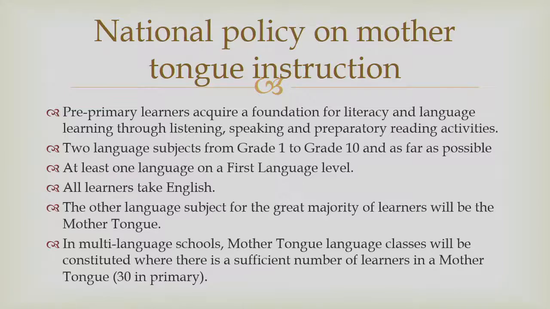So what does that mean? It means that if you are a school in Windhoek, and you have only 3 children in a class whose mother tongue is Silozi, you've got a reason not to run a Silozi mother tongue class because there are only 3. The requirement says at least 30 in primary school.